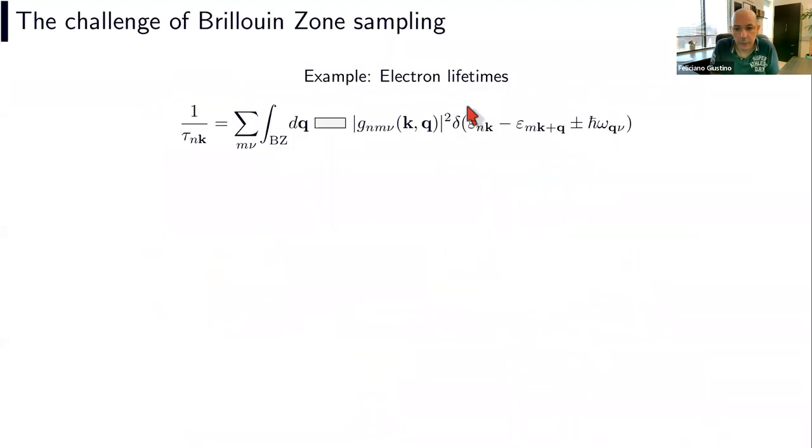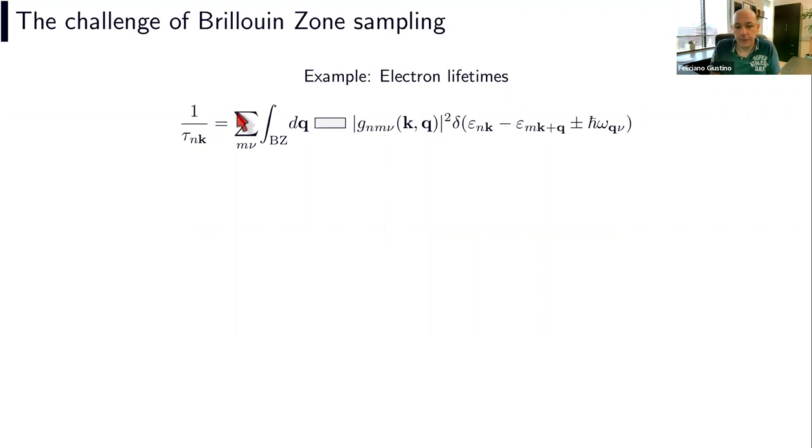So I was thinking how to explain this concept in a way that sticks and you can remember without going back to the slides. This is probably the best way I have to explain it in just a few seconds. Let's take an example: the inverse of the electron lifetime coming from electron-phonon interactions. This is proportional to the imaginary part of the Fan-Migdal self-energy I mentioned earlier. The reasoning I'm going to make now applies identically to the real part of the self-energy.